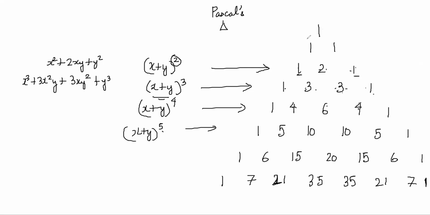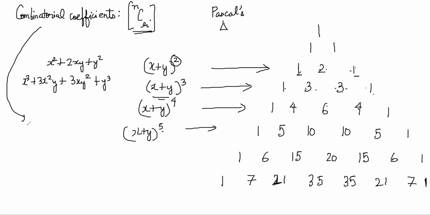What we will realize is that this triangle actually represents combinatorial coefficients. Combinatorial coefficients, by that meaning nCr, something like that. So we will learn about this nCr soon in the next chapter, permutations and combinations. But what nCr means for now, you can understand that this means out of n things, how many possible ways are there to select r things?